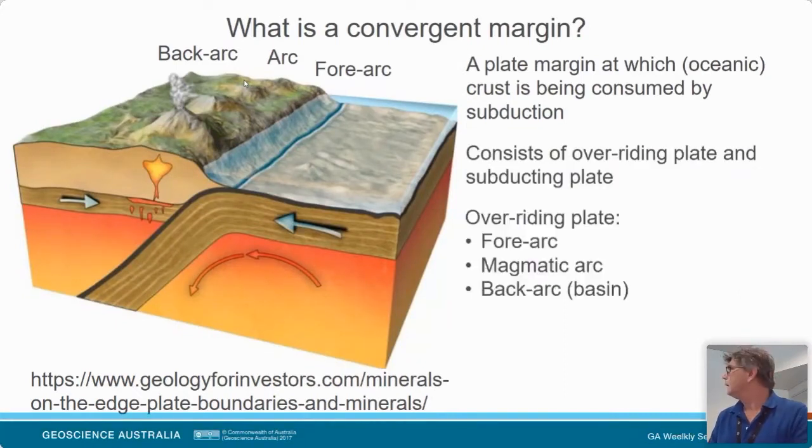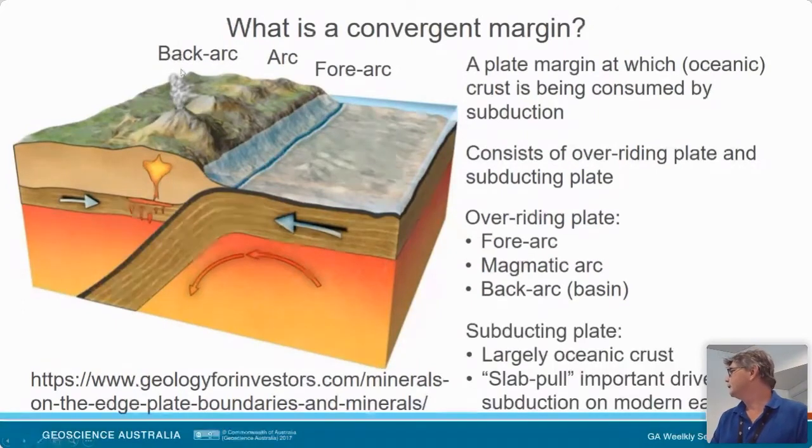In the overriding plate, you have three parts. You have the forearc, which is so-called before the arc. Then you have a magmatic arc, which is shown here as a series of volcanoes. And then you have the back arc. The subducting plate is largely oceanic crust, not always, but largely. The important thing is the concept of slab pull. It's basically the density of this plate as it's cool relative to the enclosing mantle, which drives the subduction and pulls this plate underneath the overriding plate. That'll come back later on in the talk.